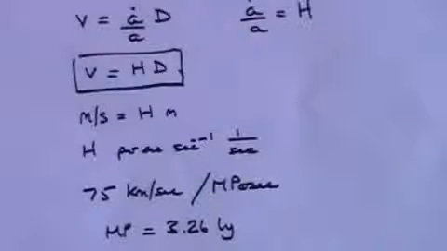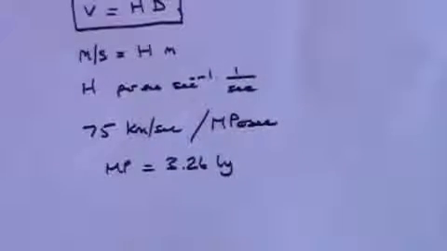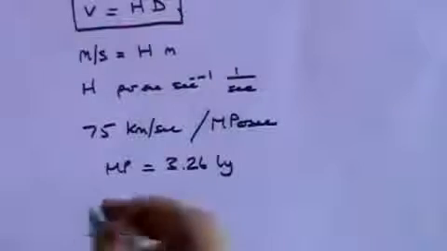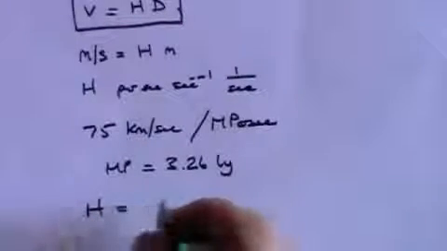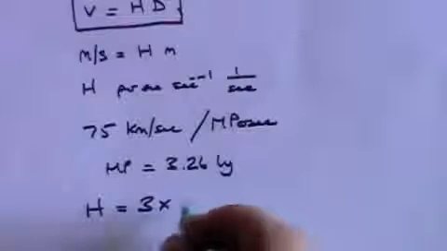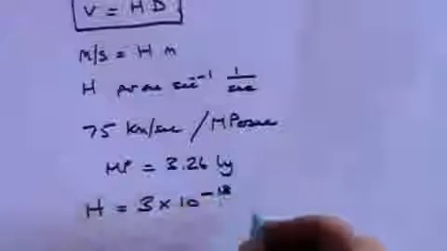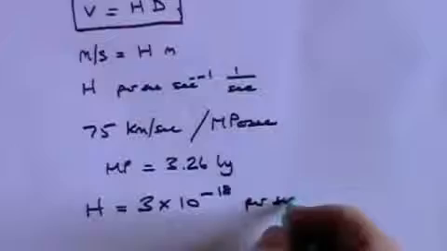The 75 is the latest estimate. It's actually very difficult to calculate Hubble's constant. When Hubble first did it, he got a value that was 8 to 10 times higher. If we express Hubble's constant in terms of per second, then Hubble's constant is actually approximately 3 times 10 to the -18 per second.